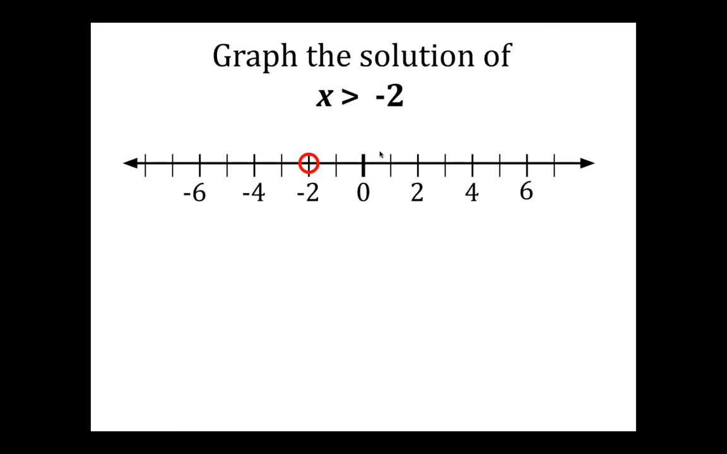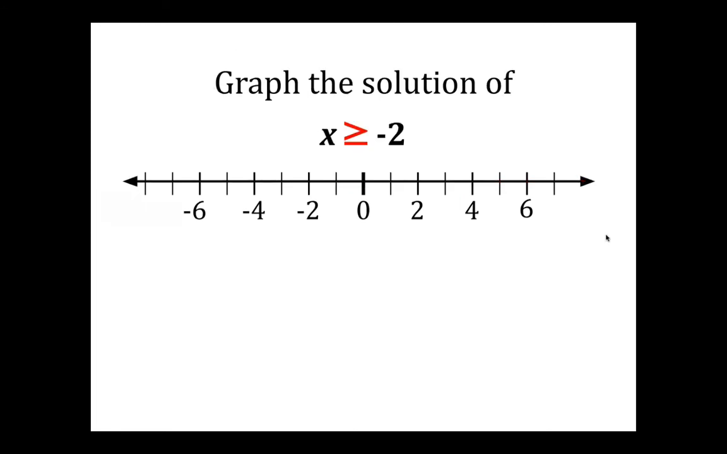X is on the left, so we can go ahead and draw our graph line in the same direction as the symbol, which in this case is pointing to the right. So this is how your graph is going to look.